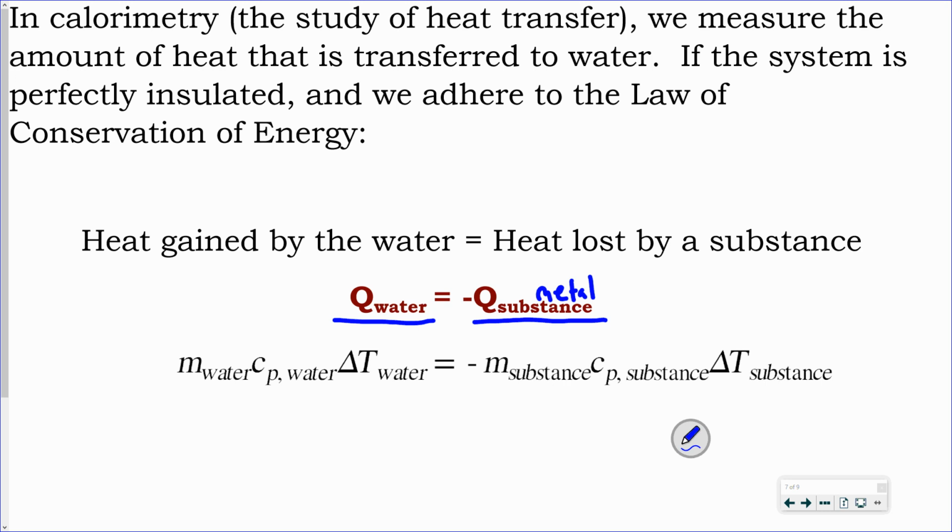Filling in the equations for the law of conservation of energy, or for specific heat that I had given you before, we'll know the mass of water times the specific heat of the water times the change in the temperature of the water is going to equal, and be opposite of, the mass of the metal times the specific heat of the metal times the change in the temperature of the metal. And I can figure out using that equation how much heat is transferred from the metal to the water. Let's look at an example of this.